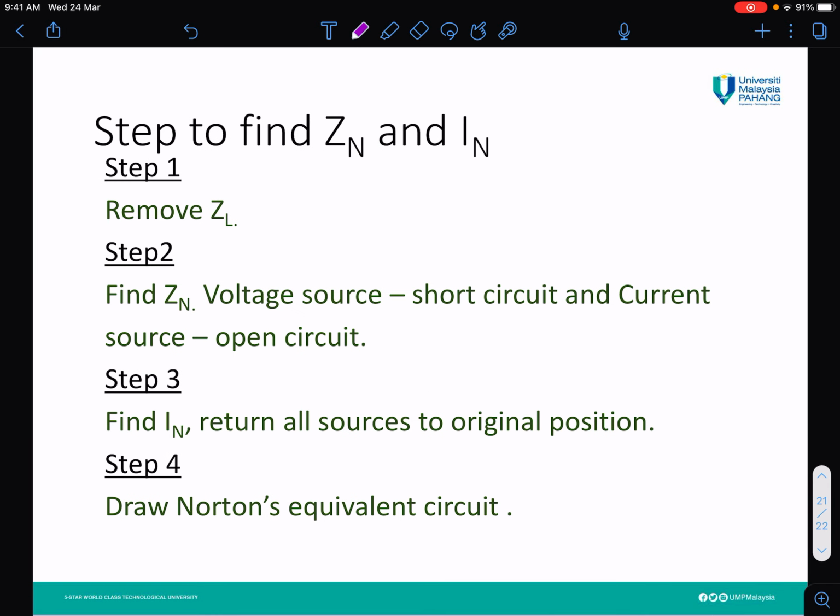So these are the steps to find the Norton equivalent circuit. We need to find ZN and IN. The first step is to remove ZL, and then we find ZN: the voltage source will be short circuit and the current source will be open circuit. Then, in order to find IN, in step 3, return all sources to their original positions and analyze using whatever technique you want: sometimes Ohm's law, KVL, KCL, current divider rule, voltage divider rule, nodal analysis, or mesh analysis. And the final step, we are going to draw the Norton equivalent circuit.